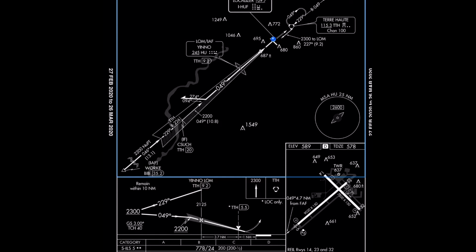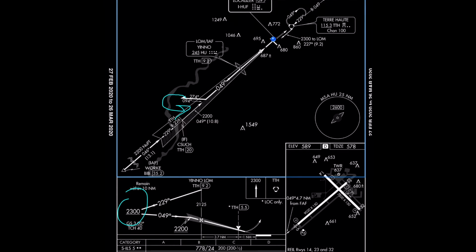Once we make this initial turn back left to a 294, we can now take a look at the profile view. Down here, that's called the profile view, indicating our altitudes that are going to be prescribed for this approach. So once we're doing the procedure turn, our initial altitude is going to be 2,300 until we're established inbound on our final approach course.